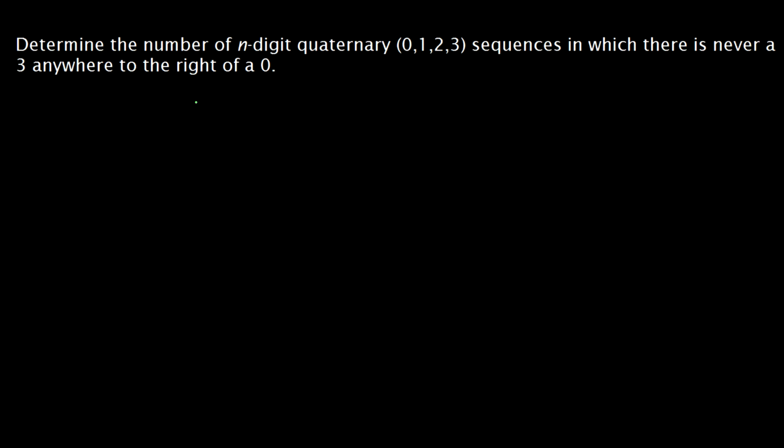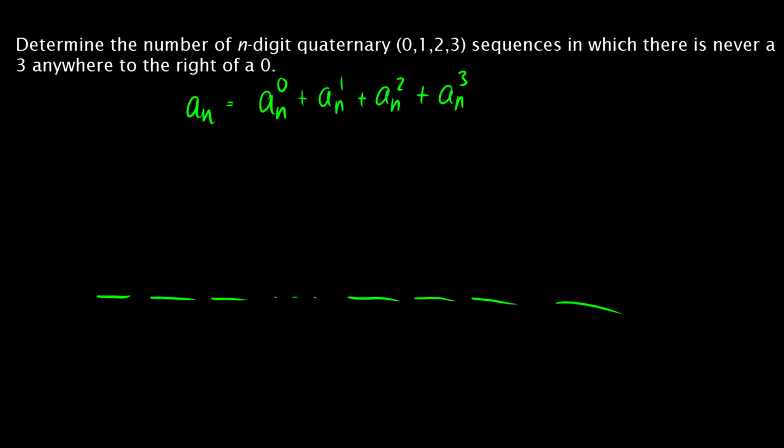So remember how we did this before? We said, okay, we're going to let a_n equal all the sequences where it ends with a 0, plus all the sequences where it ends with a 1, plus all the sequences ending with a 2, and all the sequences ending with a 3. So we'll draw a nice little diagram, we'll do some positions, and this is going to be the nth position. So here we have the n-1 position, n-2, n-3, and of course this is 1, 2, and 3.